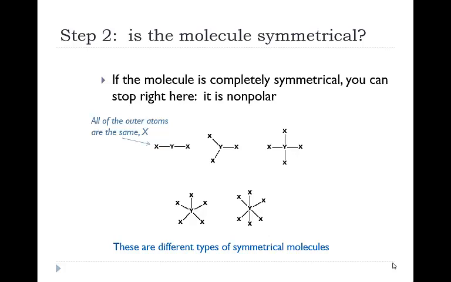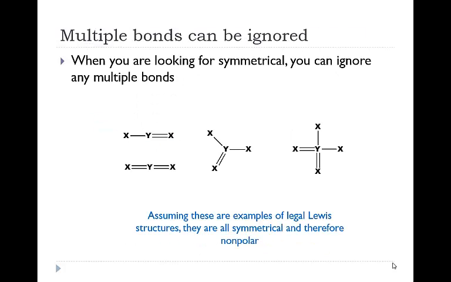If the molecule is completely symmetrical, you can stop right here. It is definitely nonpolar. So if you look at these examples, all of the outer atoms are the same. They're all X's. And there are no lone pairs on the central Y. Because they are symmetrical, they are nonpolar. When you're looking for symmetrical, you can ignore any multiple bonds.